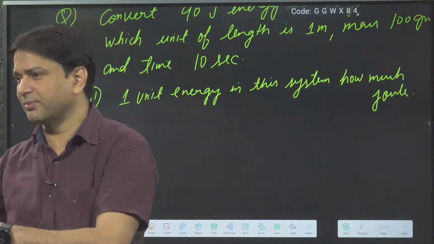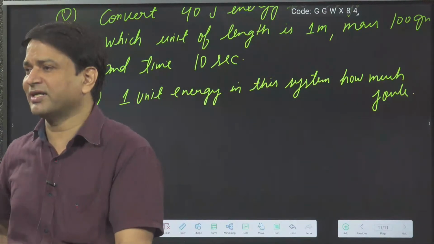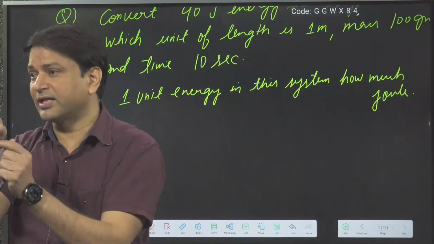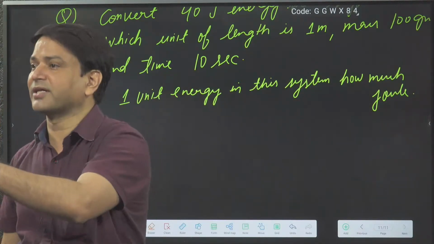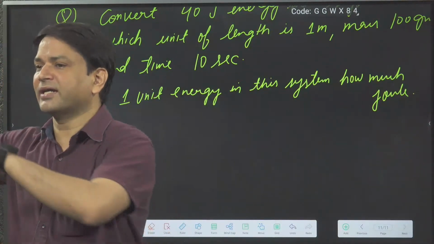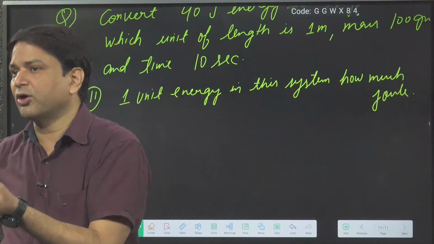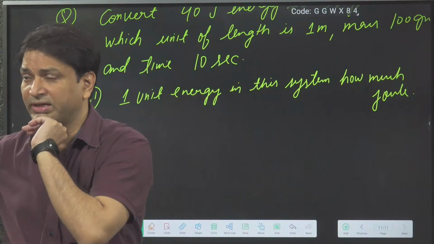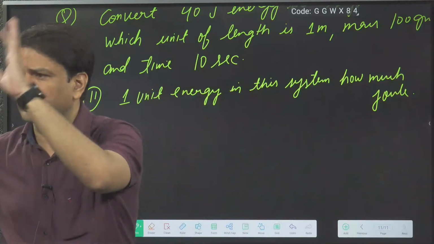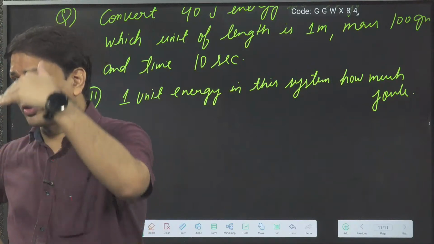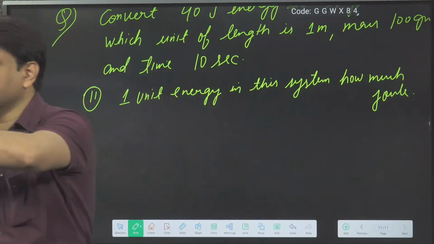In the new hypothetical system, what is the time? The time unit is 10 seconds, meaning one tick of the clock is equal to 10 seconds. In that system, the unit of time is 10 seconds and the unit of mass is 100 gram. It is not MKS, not CGS, not FPS. So we have to convert the 40 joule energy into the new system.